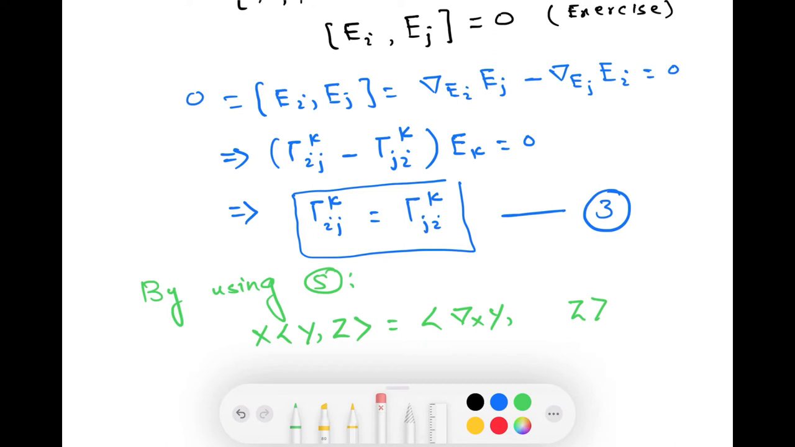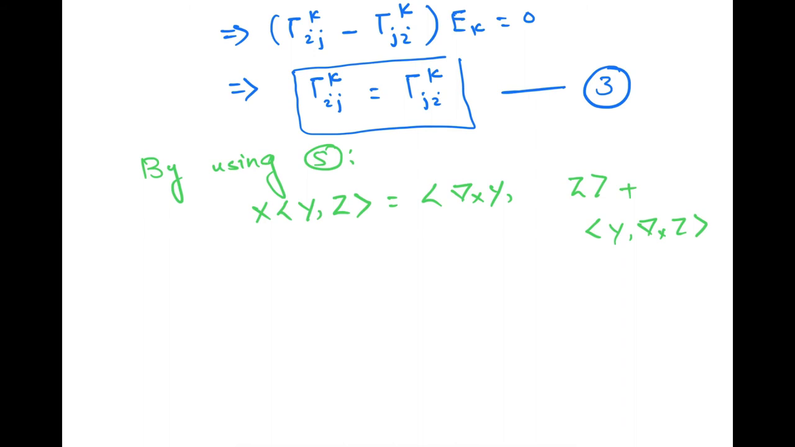plus y, del x z. So now I will apply this property specifically on the basis vectors of the tangent space, and we will get some result from this. Okay, so here in x I am taking ek, and here I am taking ei, ej.